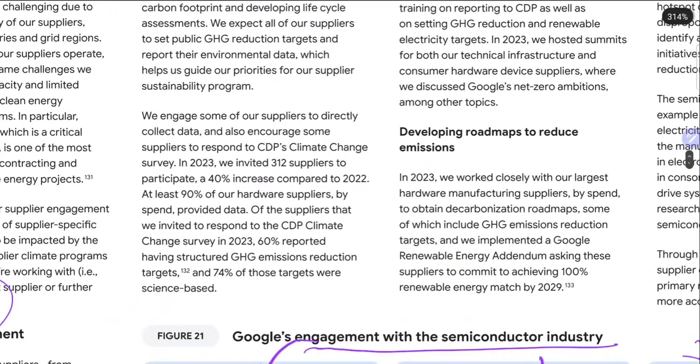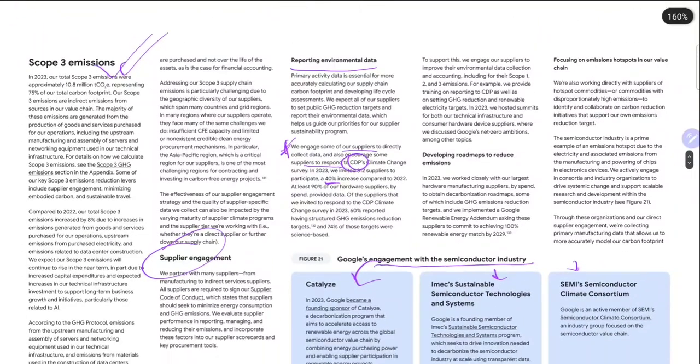Some interesting figures here, you see what they write: we engage some of our suppliers to directly collect data and also encourage some suppliers to respond to CDP's climate change survey. So the Carbon Disclosure Project, this climate change survey they are sending to the suppliers to fill out. So 312 suppliers participated, a 40% increase compared to 22, and at least 90% of the hardware suppliers by spend provided data. So that information is also very useful for you.